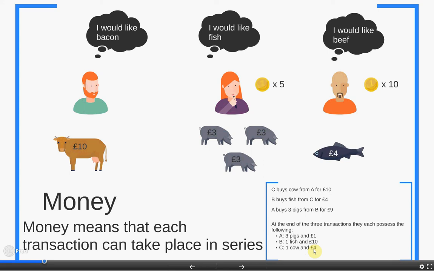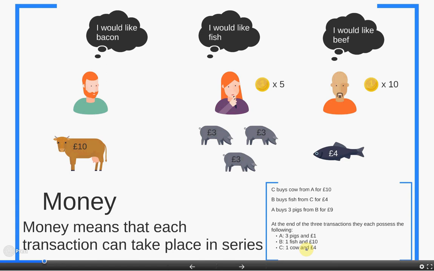And if we look at that transaction, we can see the total value each party has is the same at the end as it was at the beginning. So A started off with £10 worth of cow and finished up with three pigs worth £3 each and £1. So still has £10 of value. B starts off with £14 of value and ends up with a fish worth £4 and £10 of cash. And C starts off with £14 of value and ends up with a cow worth £10 and £4.